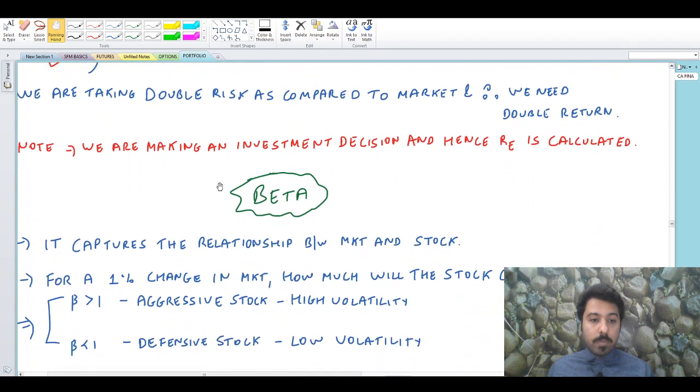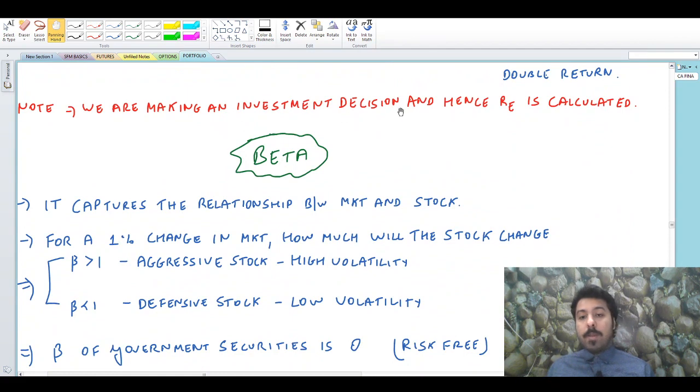We are making an investment decision and hence RE is calculated. Why are we doing all this? We need to evaluate whether we need to invest or not. If we want to earn 20% return and a stock can give us only 15% return, we won't invest in that. But how to make this comparison? How to get that figure of 20? That is why we calculate RE.